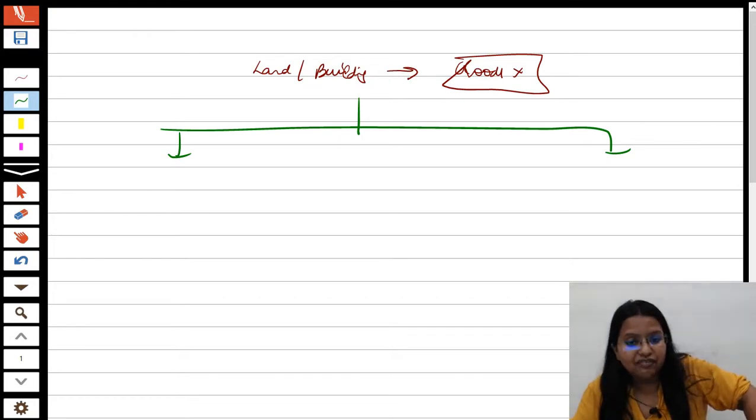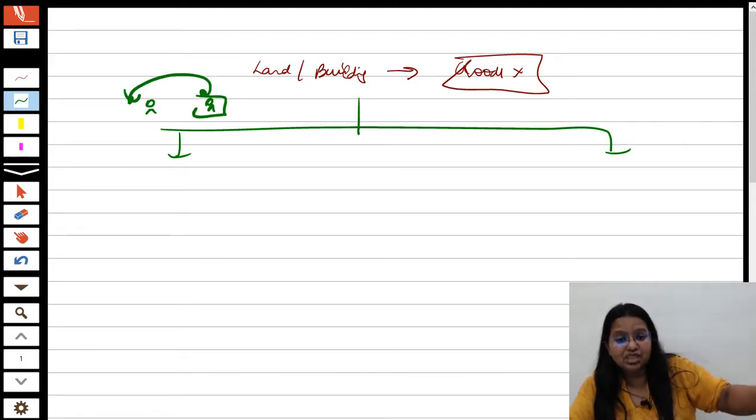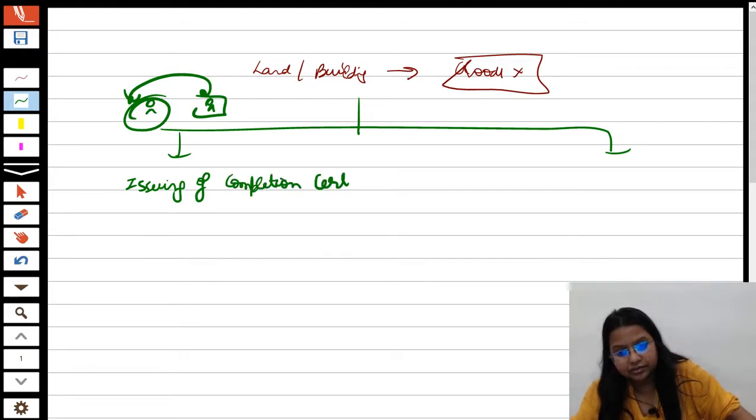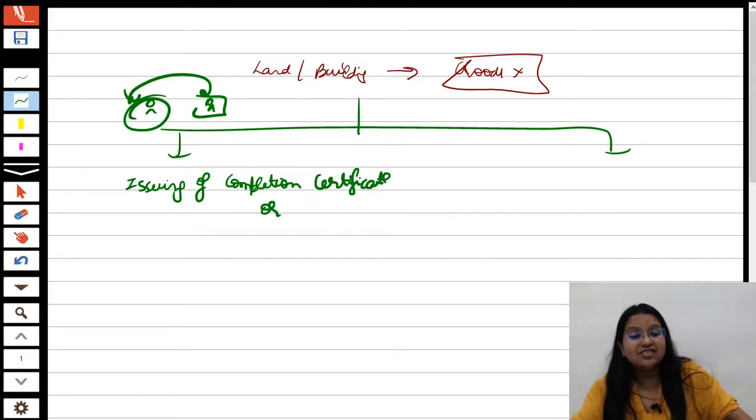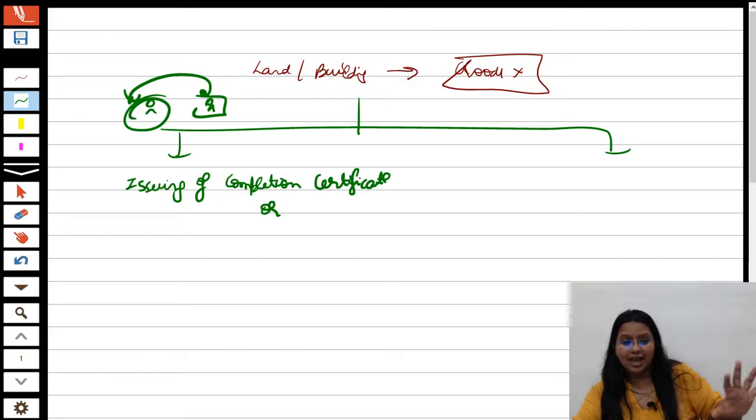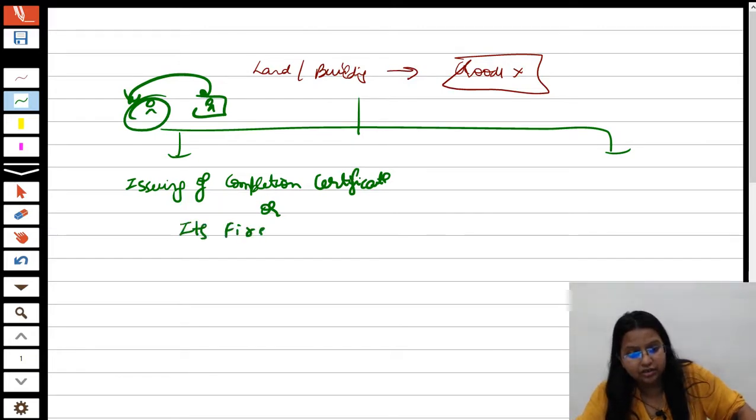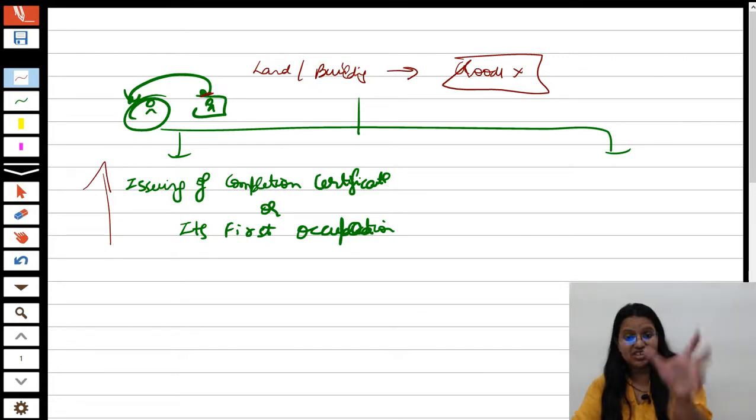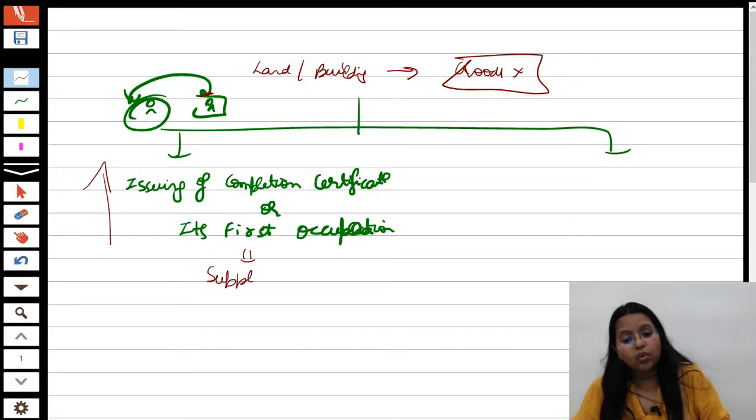The very first point I am covering is: if the buyer has given any part of the consideration to the seller either before the issuing of the completion certificate by the competent authority, or before its first occupation, whichever is earlier, then it will be considered as supply of service. Now why do we consider it a supply of service?